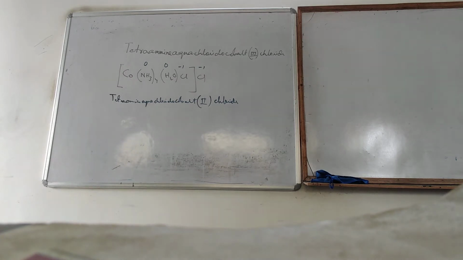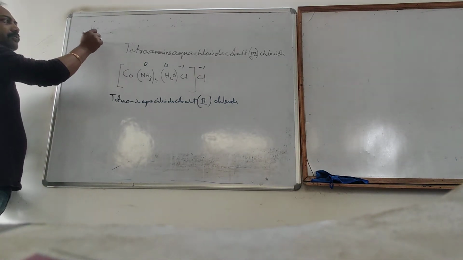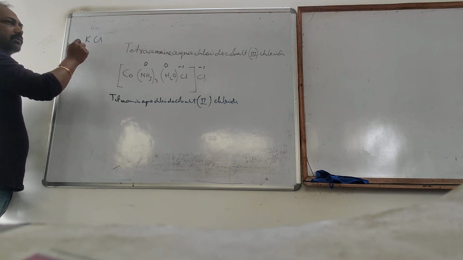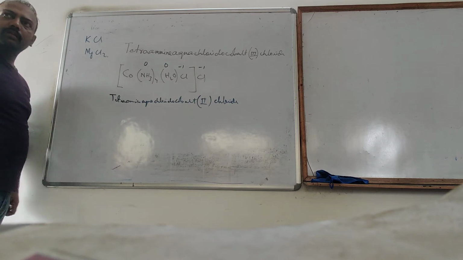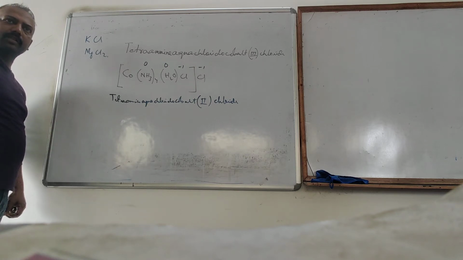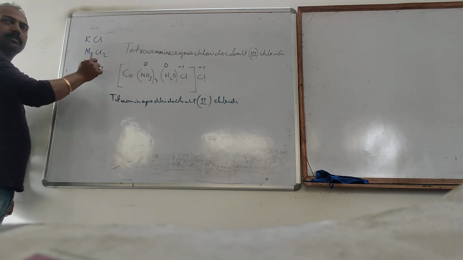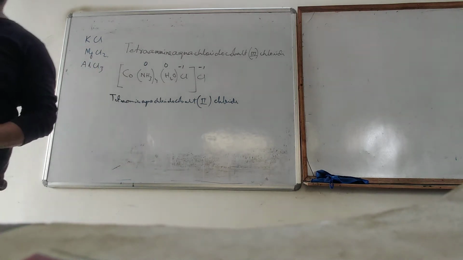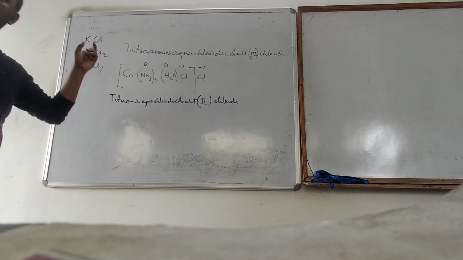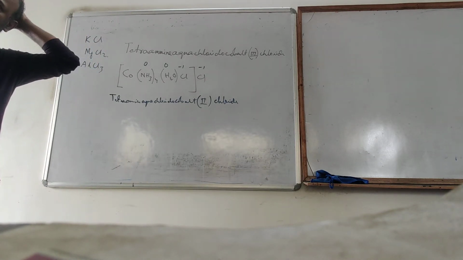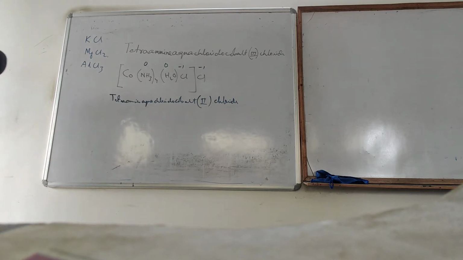What is the formula of potassium chloride? KCl. What is the formula of magnesium chloride? Why MgCl2? Why not MgCl? If KCl is potassium chloride, why not MgCl? Aluminium chloride? So why not? Because their valencies are different, right? Valencies means oxidation states are different, right? So oxidation state has to be taken into consideration.